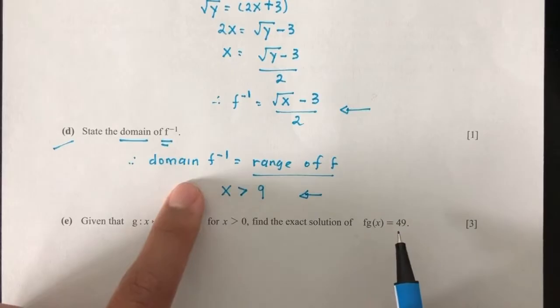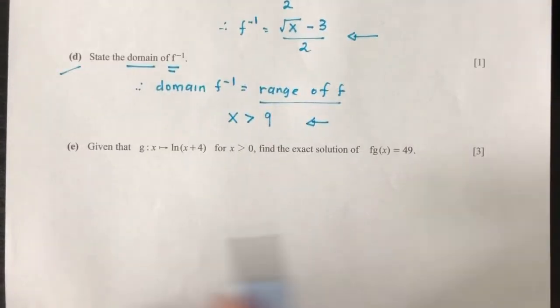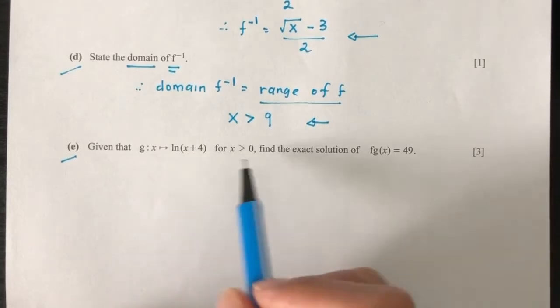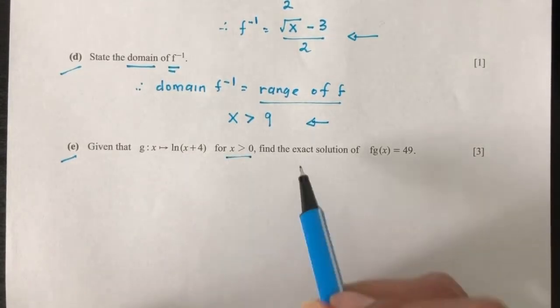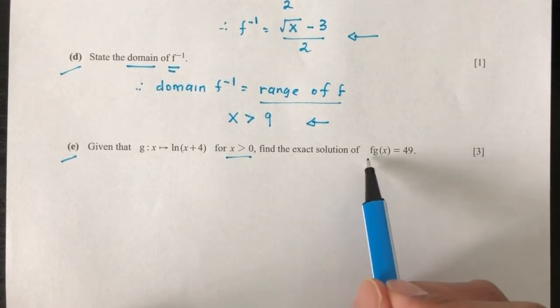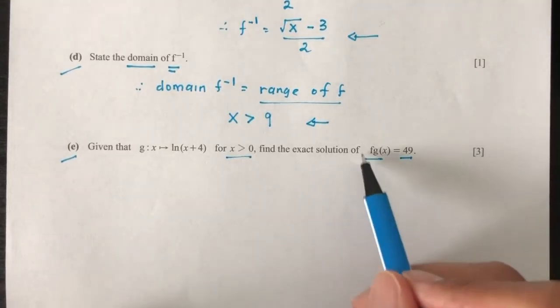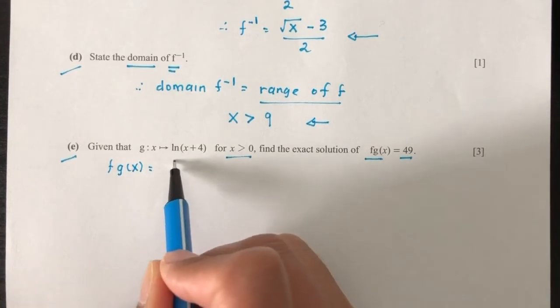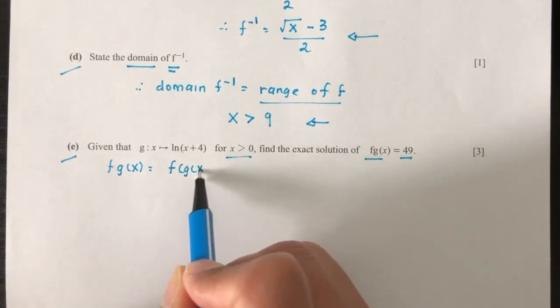This will be the domain for f inverse. Now for part E, given that g of x is equal to this, for this range, find the exact solution of this. So first let's find this. So what is f g of x? It is f of g of x.